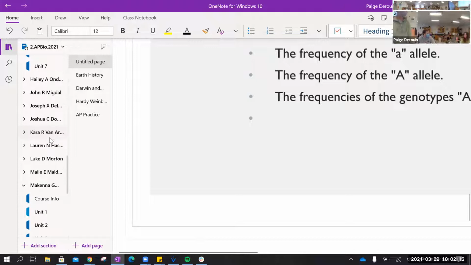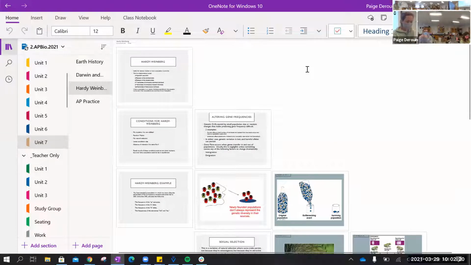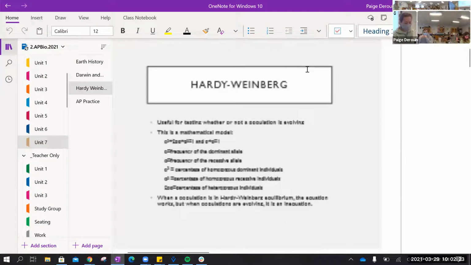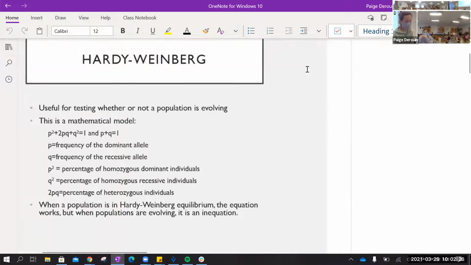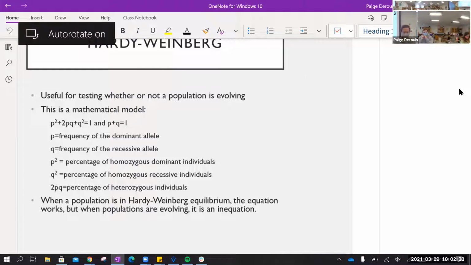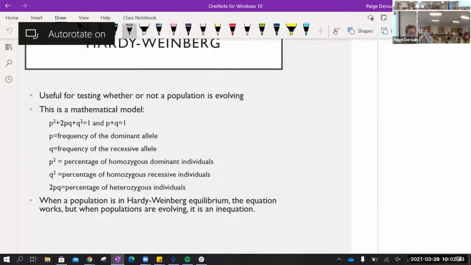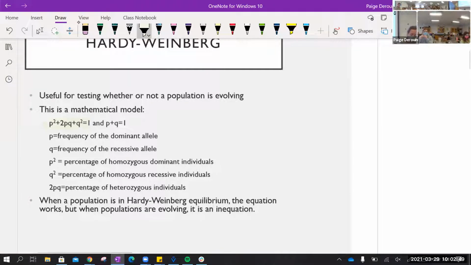All right, everyone, here we go. So back to the beginning. Hardy Weinberg is just a mathematical model that you can use to tell if a population is evolving. Here's the model. There are two important formulas. The first one is p squared plus 2pq plus q squared equals 1. Each segment of the formula is related to part of the population. P squared is equal to the frequency.